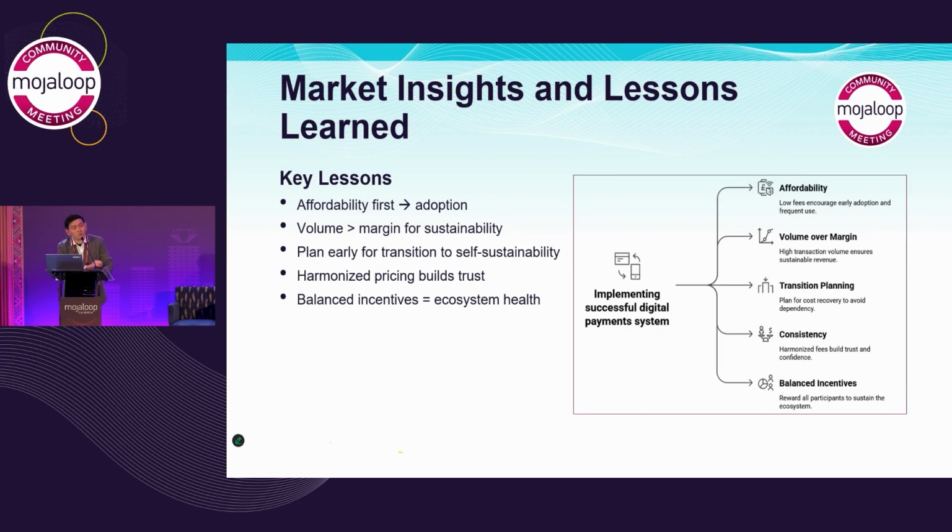Okay, so by learning those cases, we arrive at five critical lessons that should guide any pricing model framework. The first one: affordable, but not for loss. Not for loss is the best way to drive adoption and frequent use.